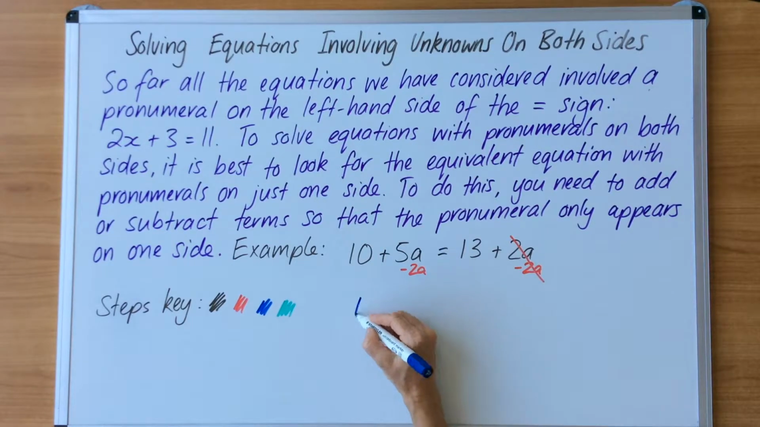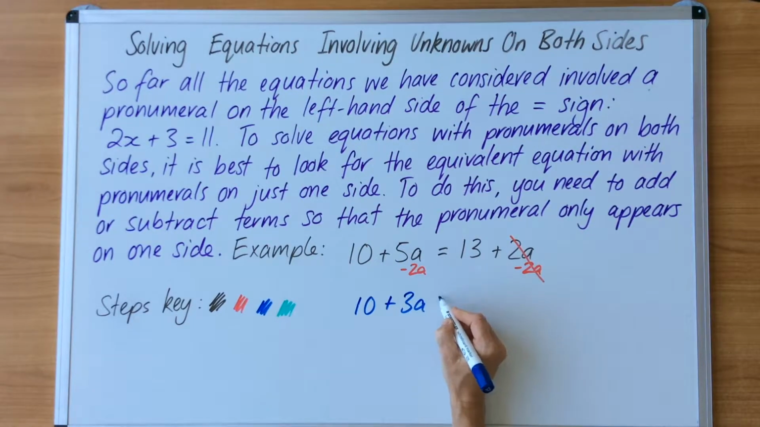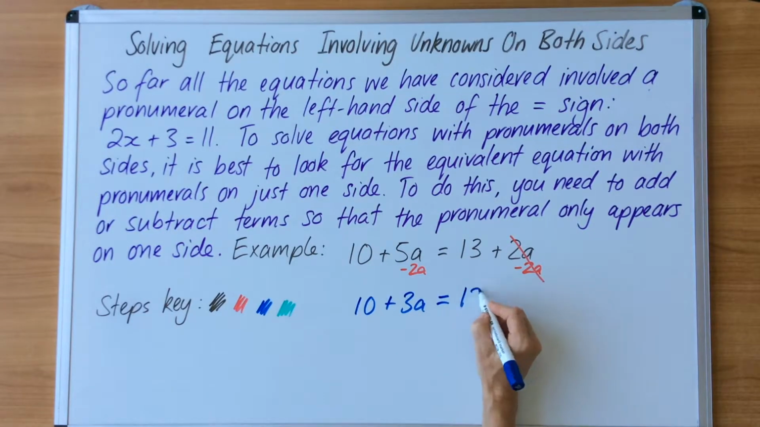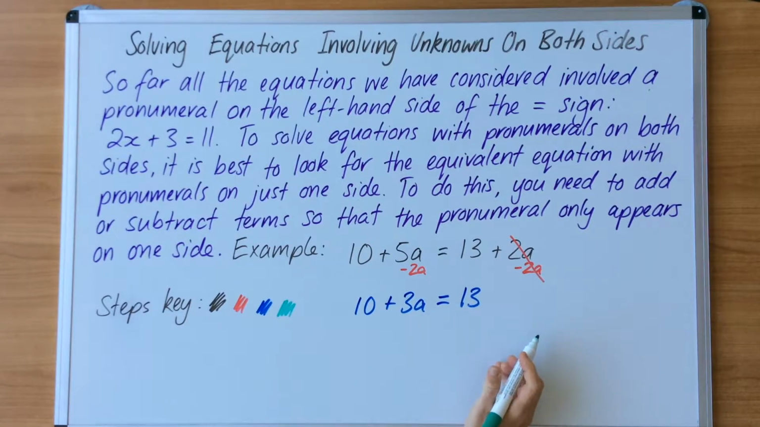So we have 10 plus, now 5a minus 2a equals 3a. Drop the equal sign and the 13. And now we have a normal two-step equation. So the next line is getting rid of the numbers on this left-hand side because we want letters on the left and numbers on the right.